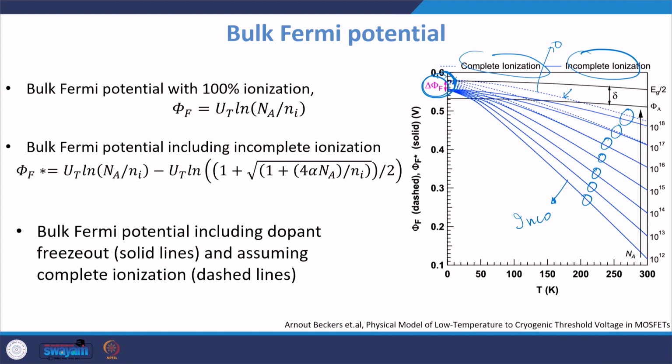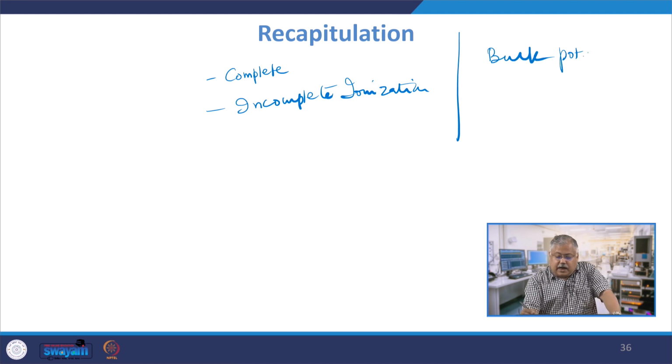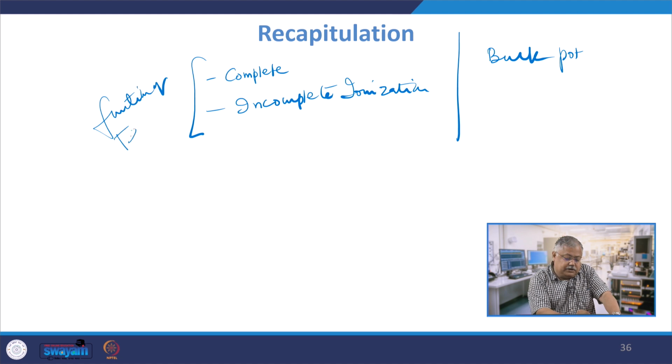So let me recapitulate what we did in the previous half an hour. We learned about what is known as complete and incomplete ionization. We learned about bulk potential and how these two are a function of temperature, both complete and incomplete. We have also seen that as the temperature goes on increasing, the complete and incomplete cases merge with each other, and the difference is maximum near the cryogenic temperature. This we will carry forward in our understanding in the next slides.